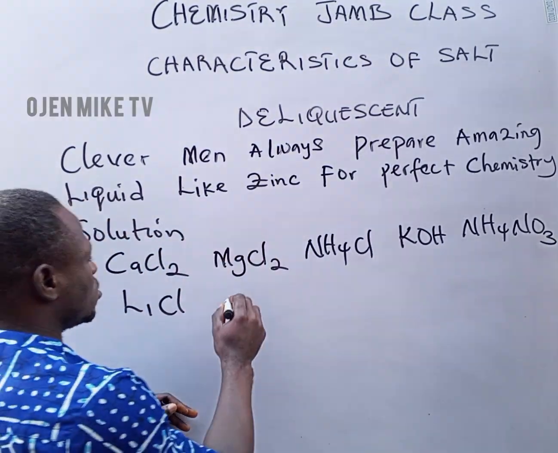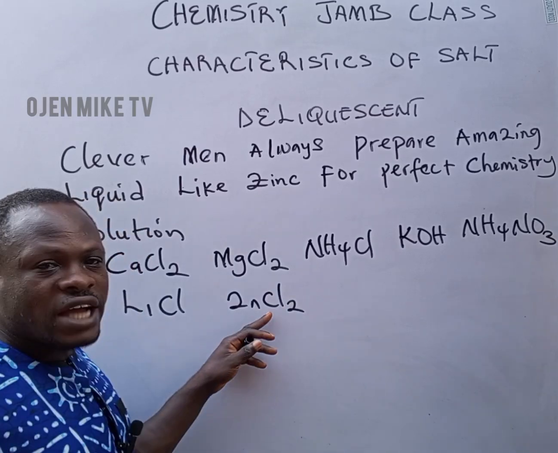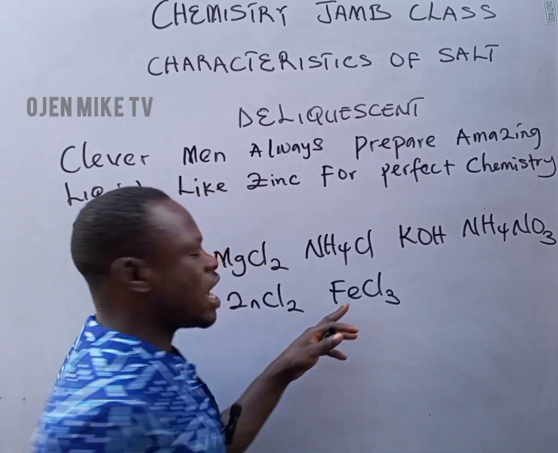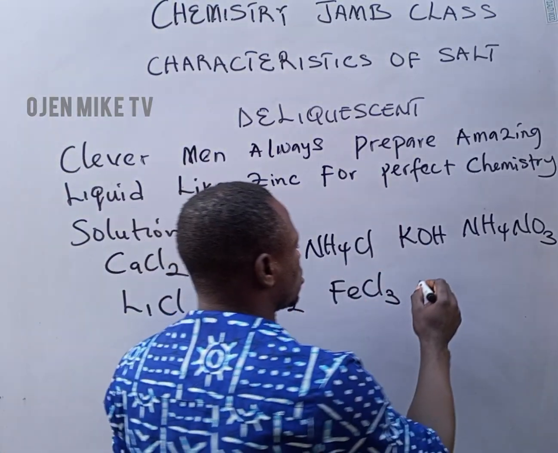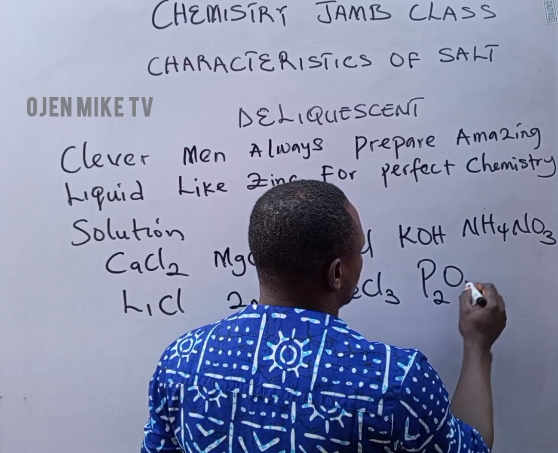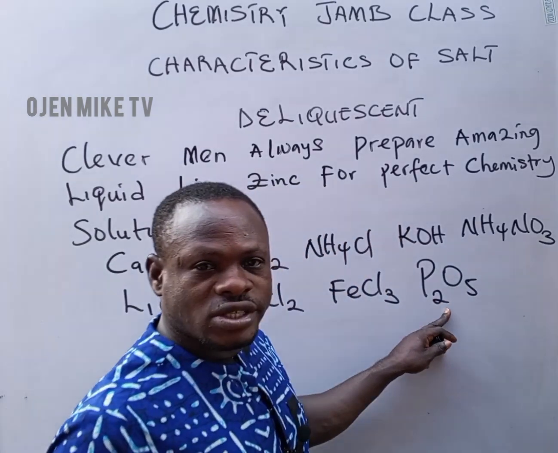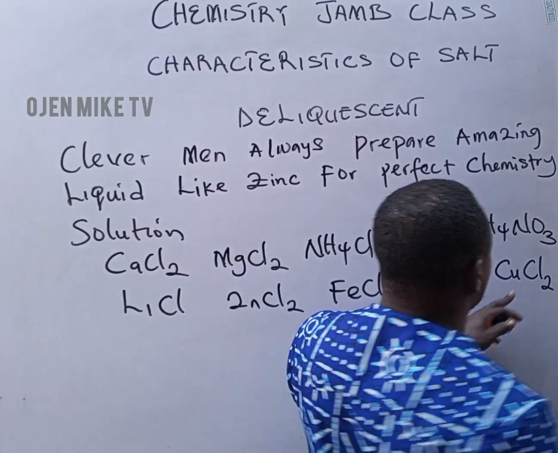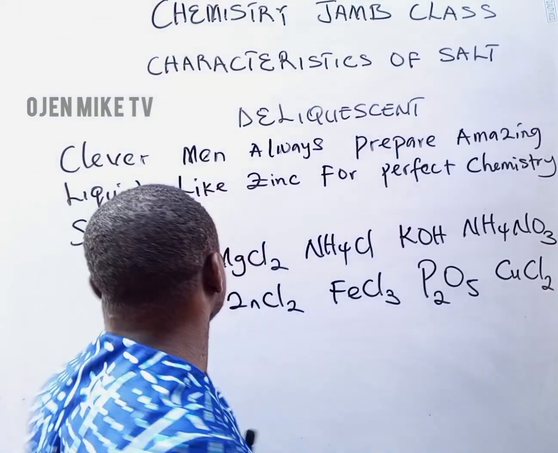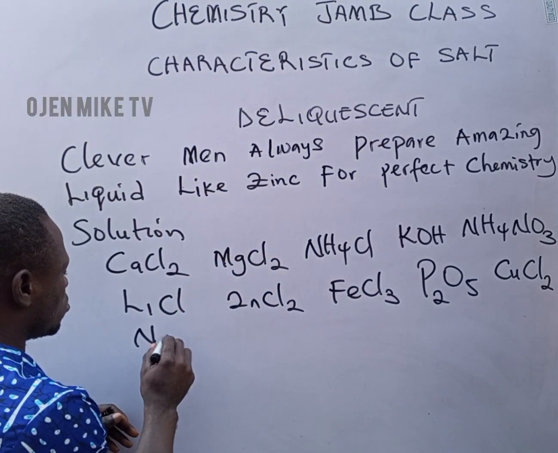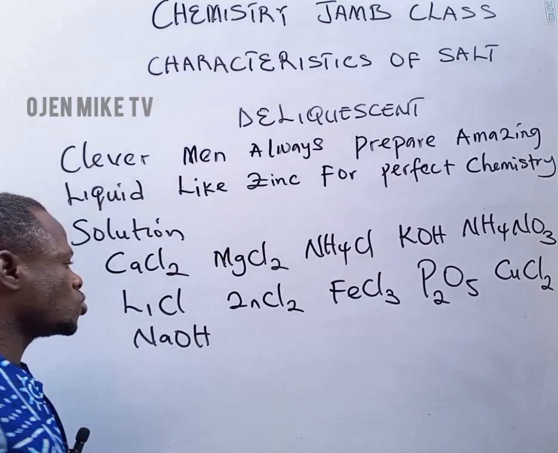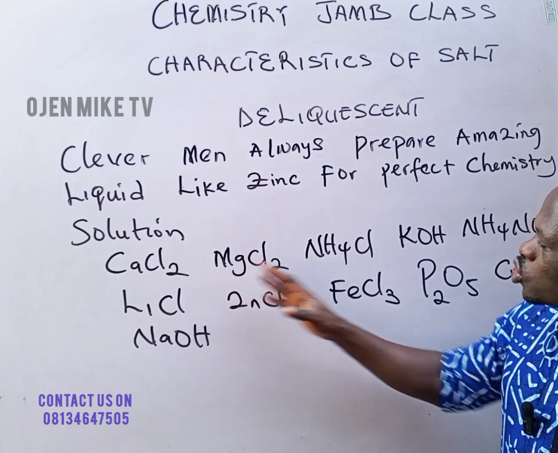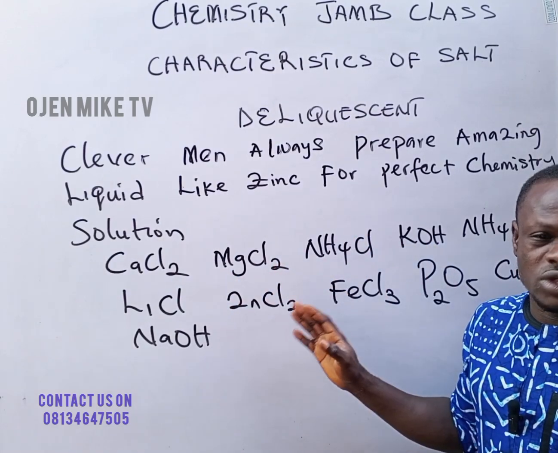We now go to zinc. Zinc chloride is another perfect example. Look at iron chloride. Iron chloride is another perfect example. Phosphorus pentaoxide is another perfect example. Copper chloride is another perfect example. And sodium hydroxide, that is caustic soda. So these are the various deliquescent substances. These are all the deliquescent substances.